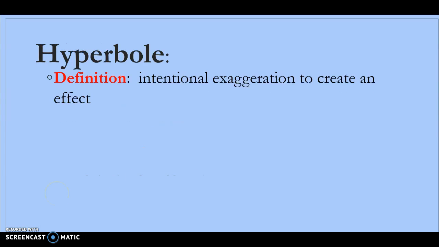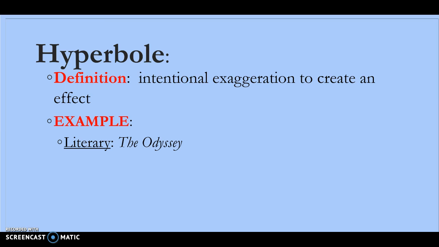All right, and then you have a hyperbole. A hyperbole is when an author intentionally exaggerates something to create some sort of effect. And the effect can go one way or the other. You could have an effect where somebody is just incredibly overdramatic, and that can be a little bit off-putting to the audience. Or you can have an intentional exaggeration where people are like, oh my gosh, it's horrible, and they can empathize with it. They understand, oh my gosh, it's terrible.